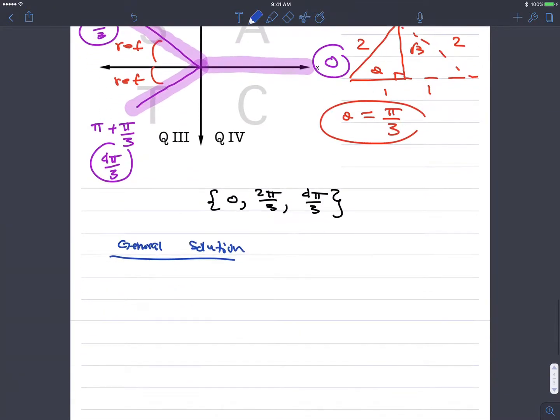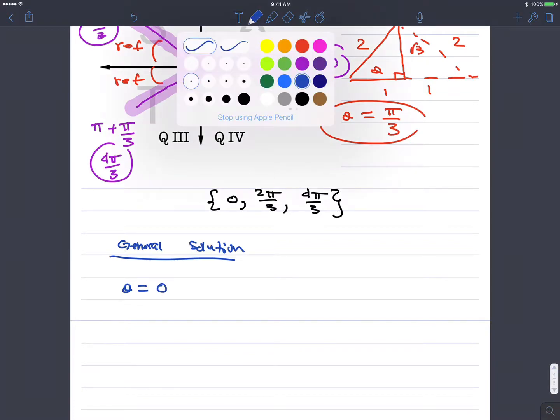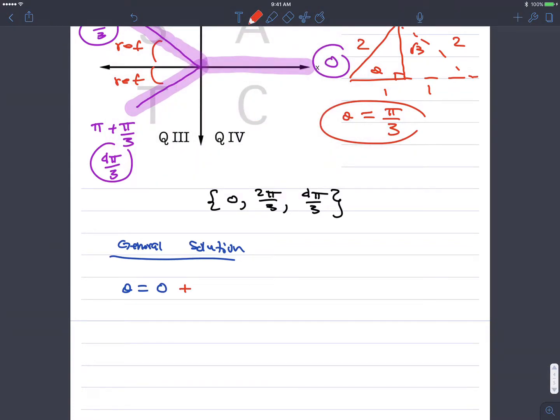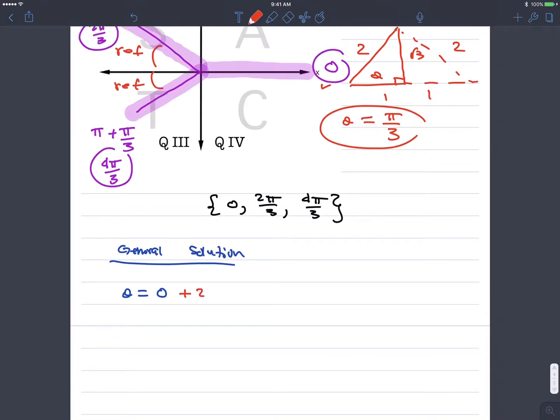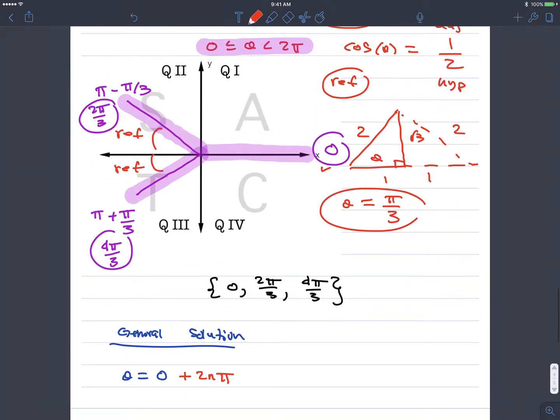Start with what? 0. Good. And what do you add? Anybody want to tell me what you add? You started with this angle, theta 0. How do we get every coterminal solution to that? 2n pi. Thank you. Don't do the n pi because you don't have opposite kind of quadrants. Is that right? Good job.